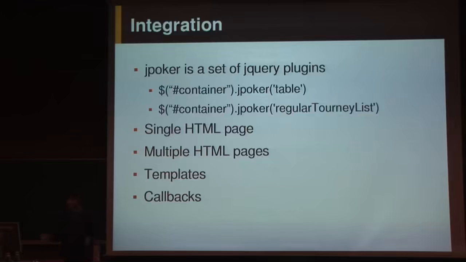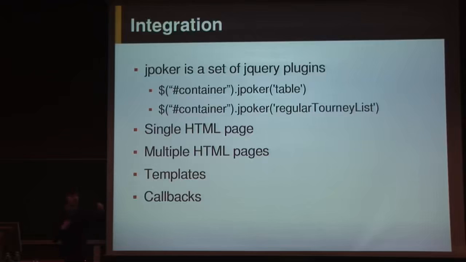So for integration, jpoker is just a set of jQuery plugins. So for displaying the table, you just hook on a div and say, I want to display the table. If you want to display a tournament list, you hook on a div, which is a container, and say that you want to display the tournament list.